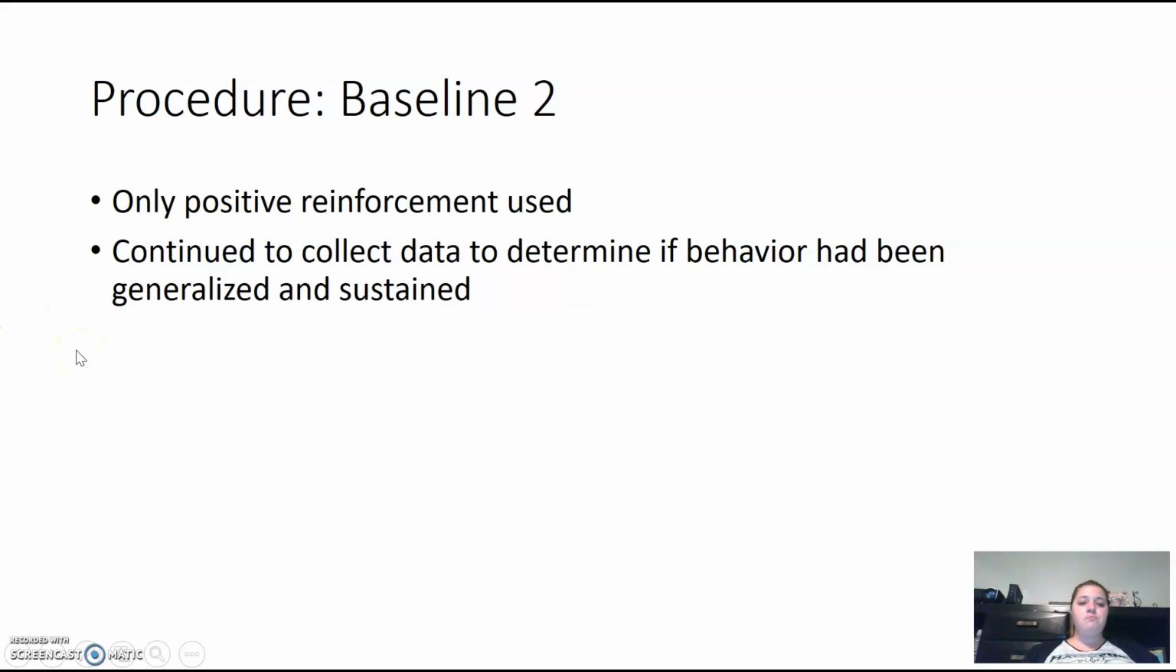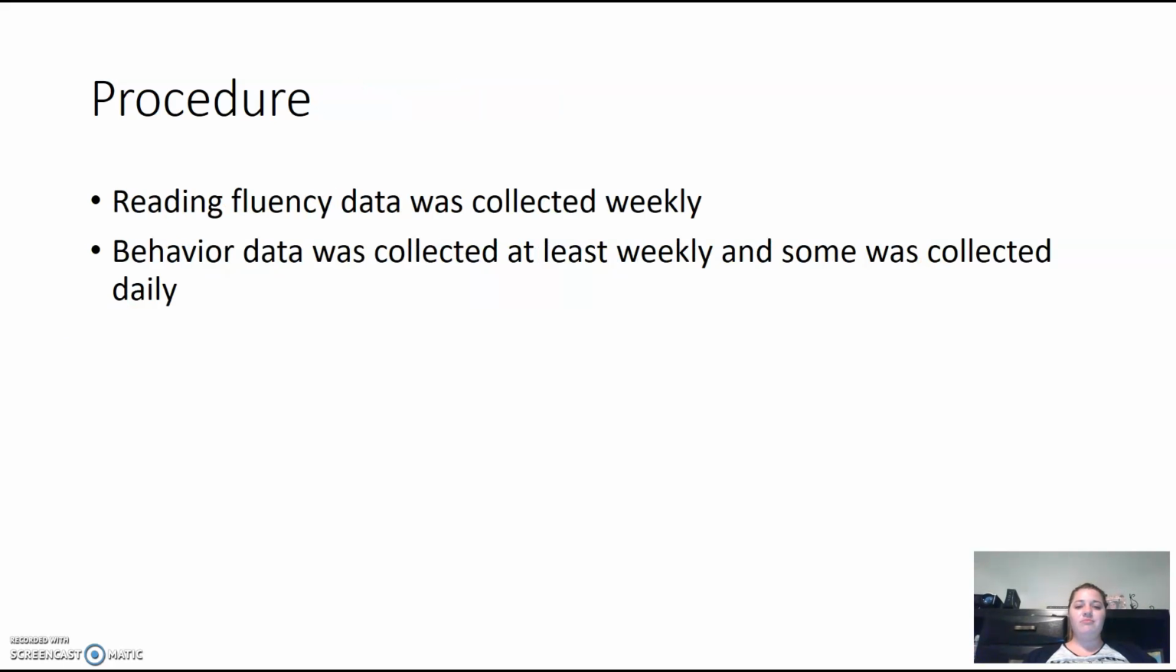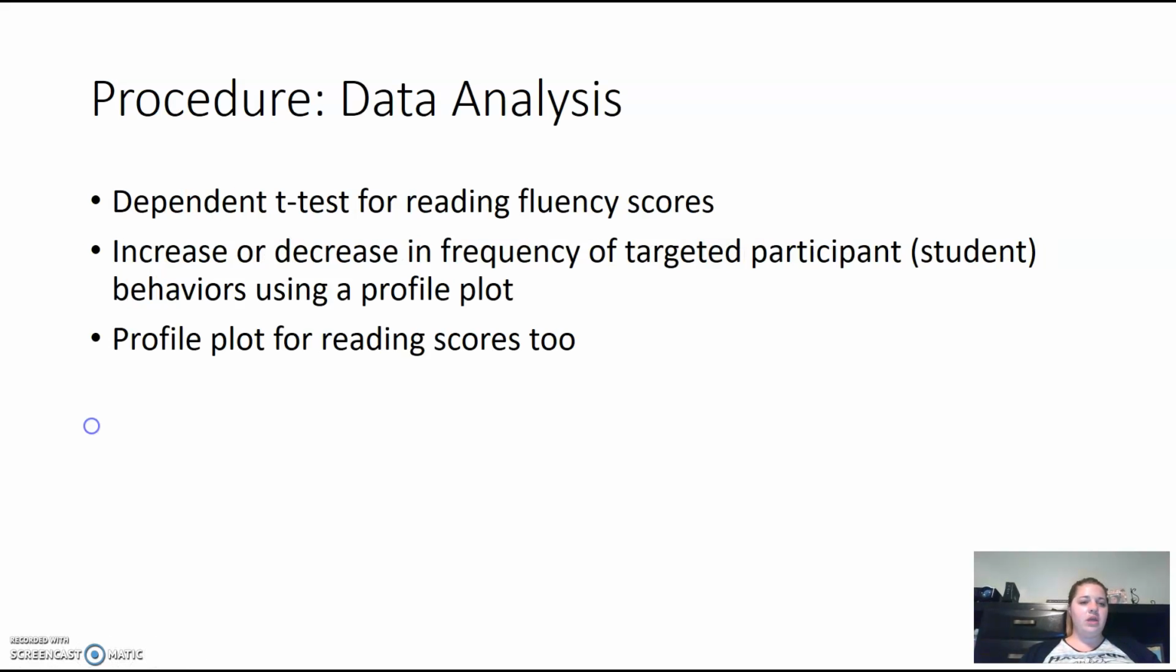And we collected reading data weekly as well. We collected reading data weekly, and then behavior data was collected at least weekly, if not daily, and then I used the average behavior score to come up with that weekly data point.